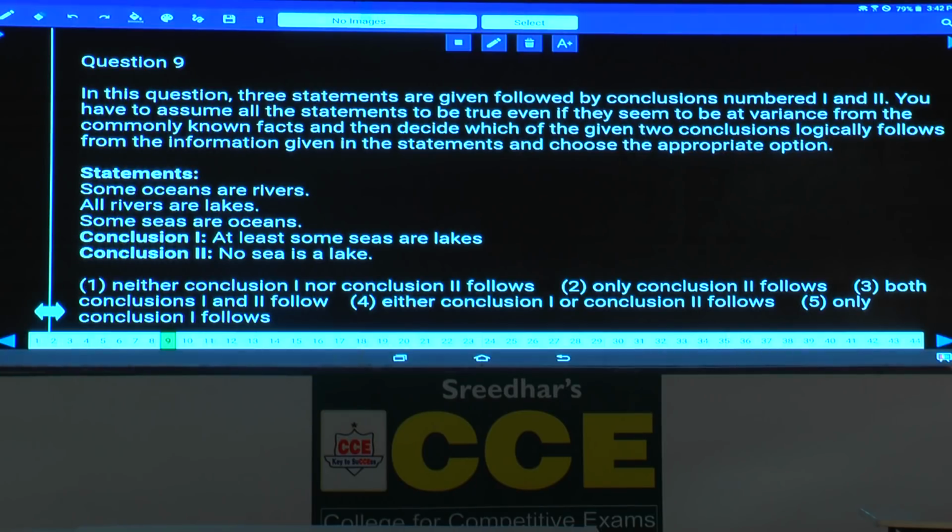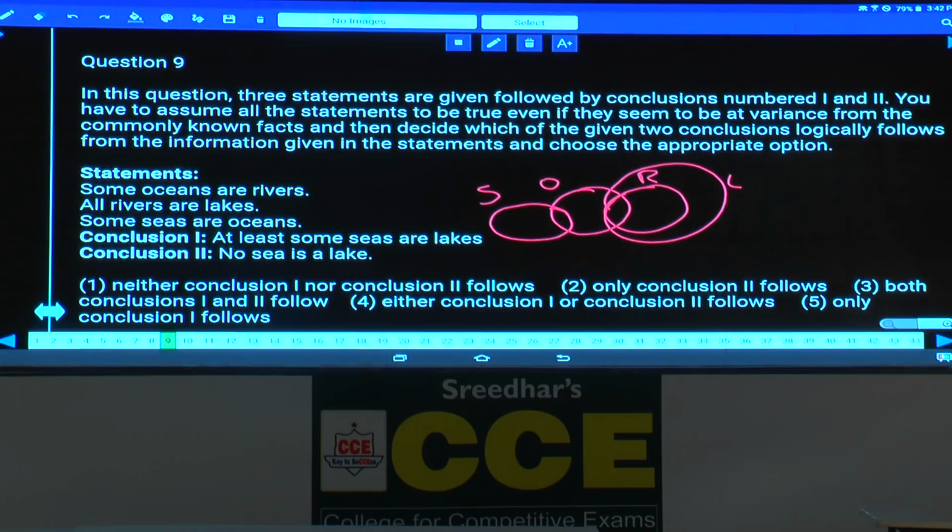Now question number 9. Some oceans are rivers. Some oceans are rivers can be represented like this. All rivers are lakes. And some seas are oceans. This is a basic diagram. Then the first conclusion, some seas are lakes.